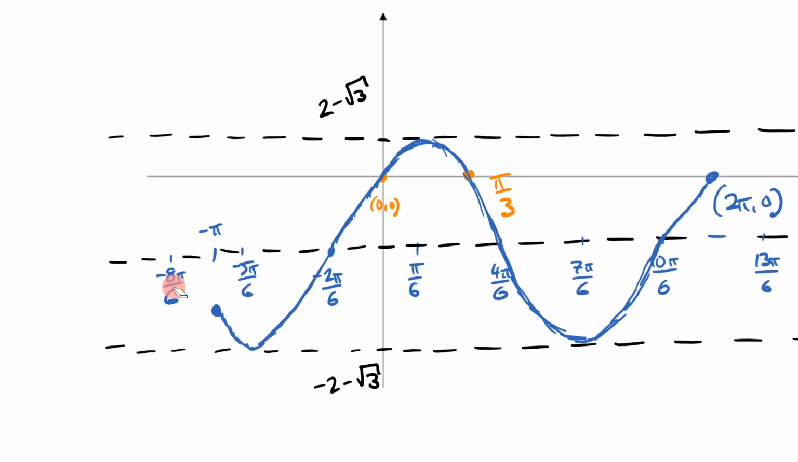This is where we're going to start cleaning up. This is why you have to use a pencil when you're doing this. So this is going to be negative pi minus 2 the square root of 3.